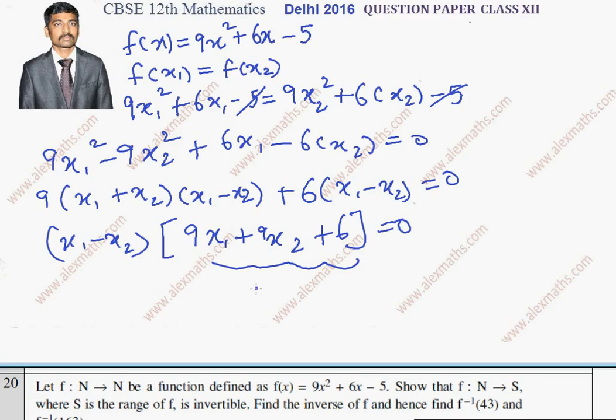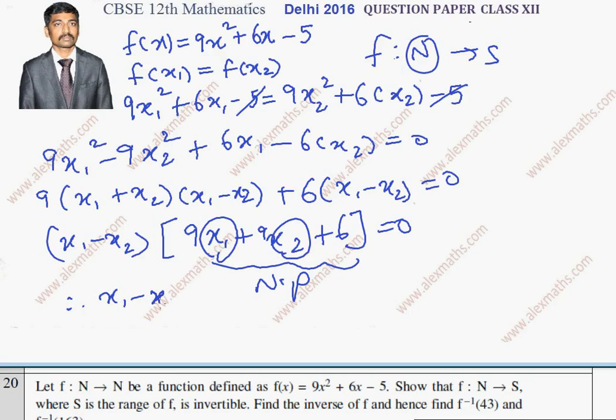Anyway, this part is not possible because x is a natural number. So if I take any natural number for x1 and x2, the sum of that cannot be 0, therefore the only thing left out is x1 minus x2 equal to 0. From this, x1 equal to x2, it means it is 1 to 1.